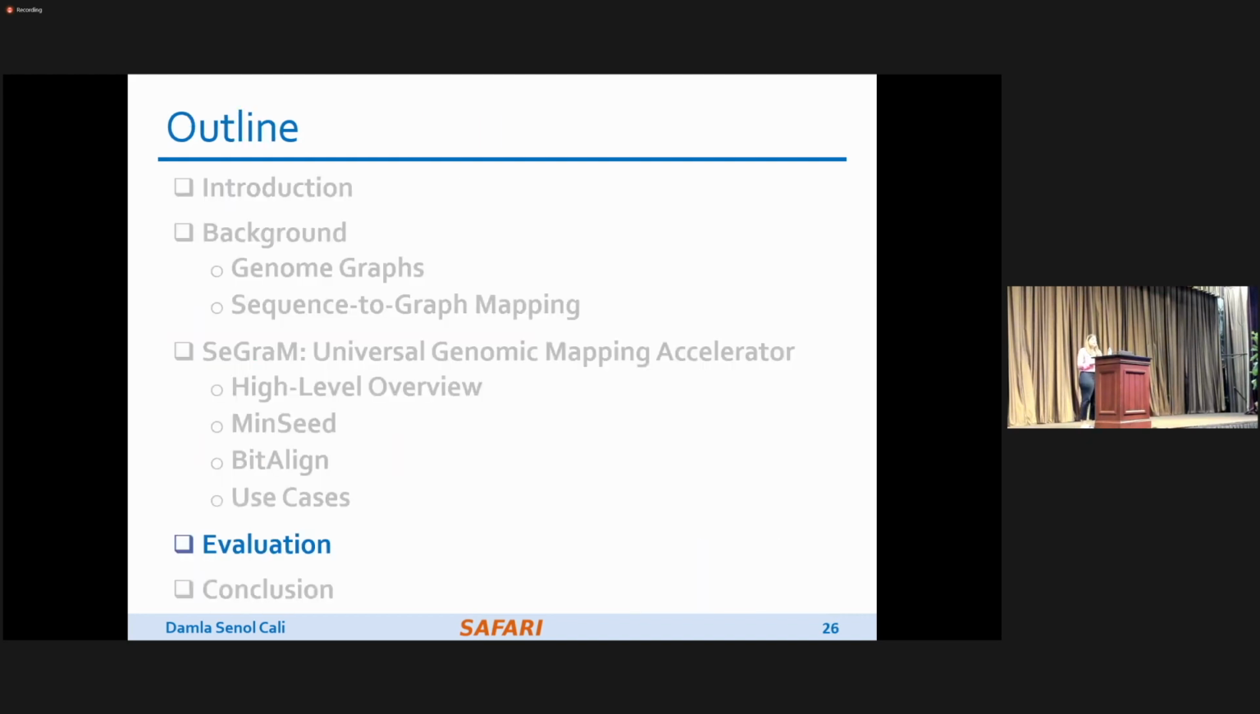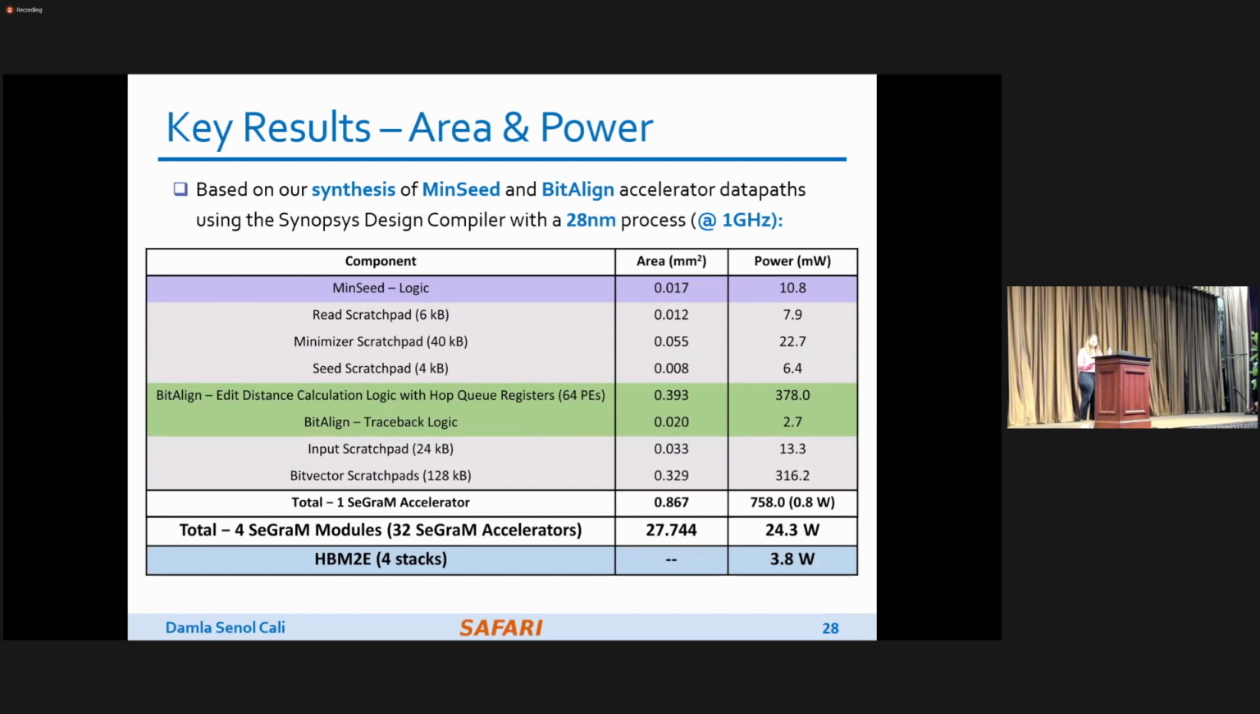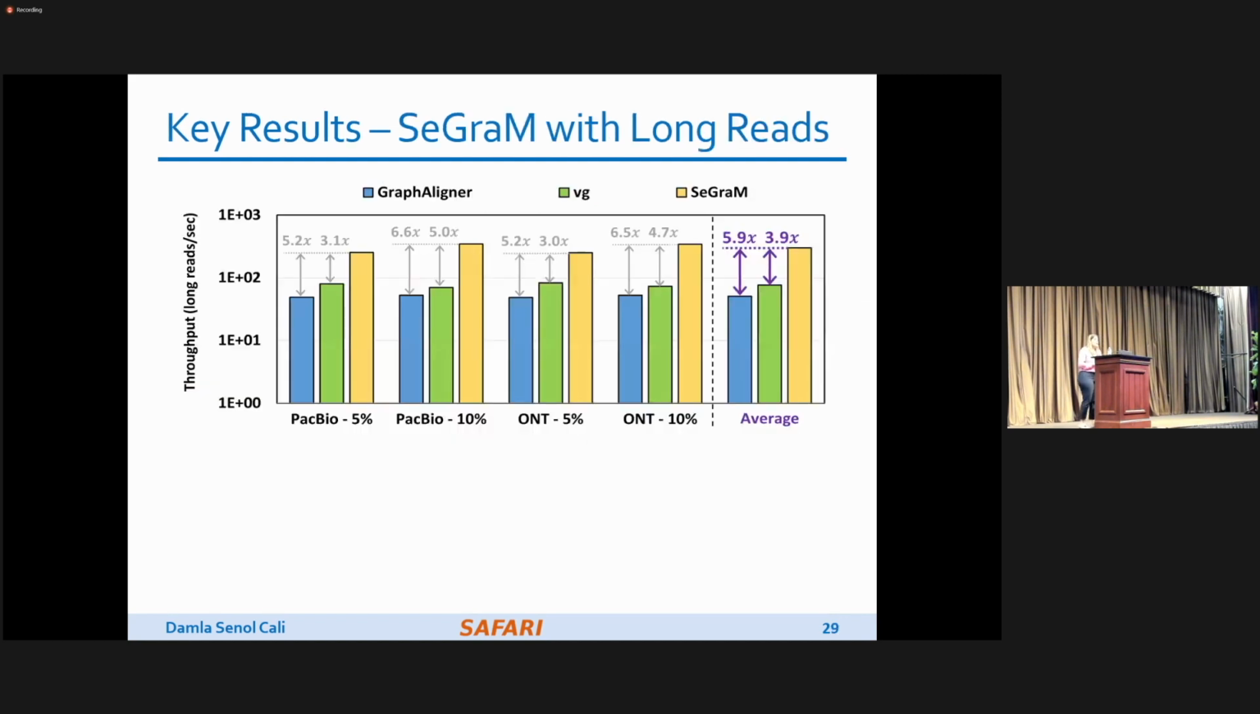Let's look at our evaluation of the SeGraM design. I won't be able to go into details of our methodology, but you can refer to our paper or we can talk offline. But based on our synthesis of the MinSeed and BitAlign accelerator datapaths, the total area overhead of SeGraM attached to all 32 channels is around 28 millimeters squared, and the total power consumption is around 28 watts, including the HBM power. And we find that the main contributors for the area overhead and power consumption are HOP-Q registers, since they constitute more than 60% of the area and power of BitAlign logic, and also the bit vector scratchpads.